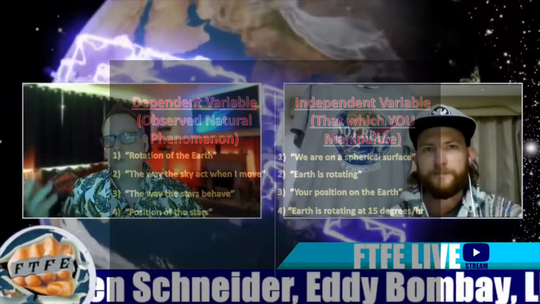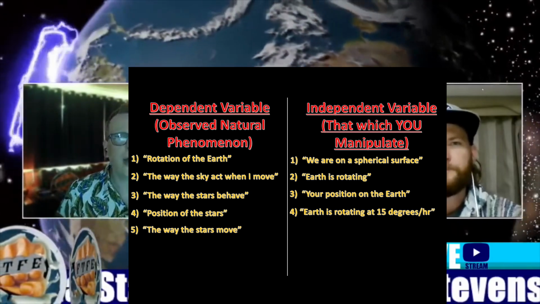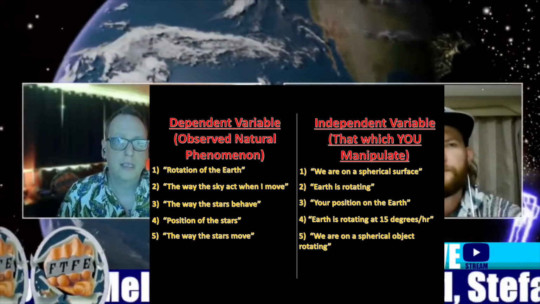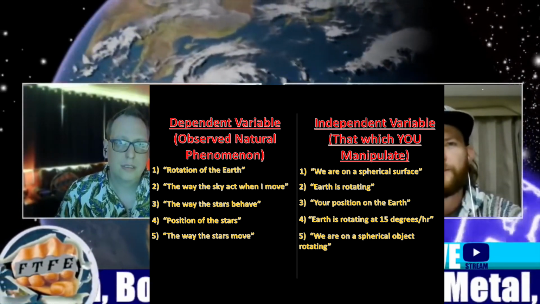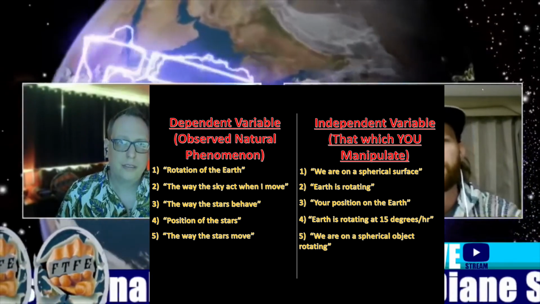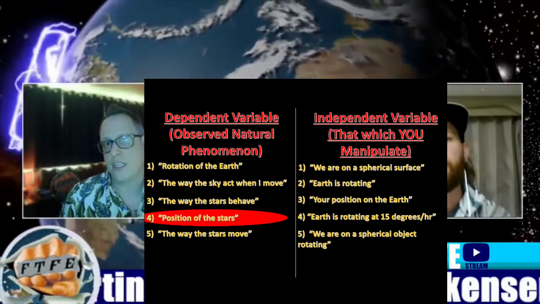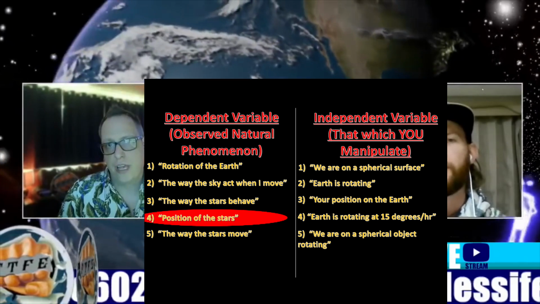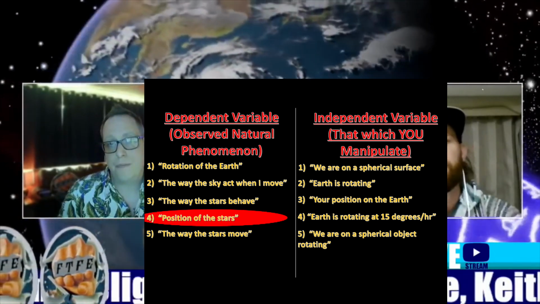Well, my observation was the way that the stars move, and my hypothesis from that. Do you want to stick with that? Yeah, but my hypothesis from that was that we are on a spherical object that's rotating. So to have the dependent variable, you have to have one effect, one dependent variable. What are we picking? The rotation of the sky. My dependent variable will be the position of the stars in the sky. That's something that can be measured, right? Position or the rotation? Well, what are you observing?